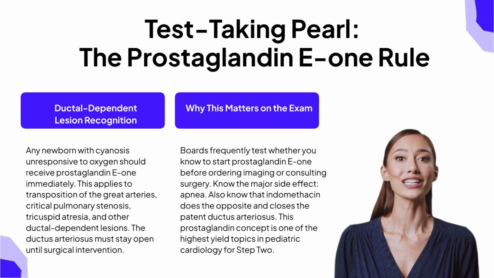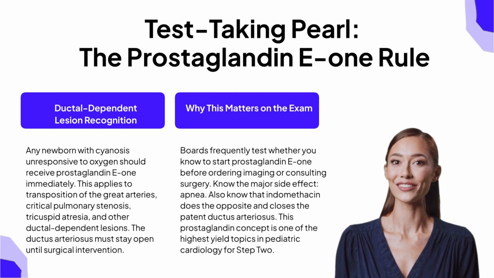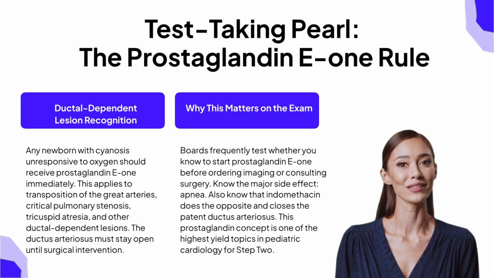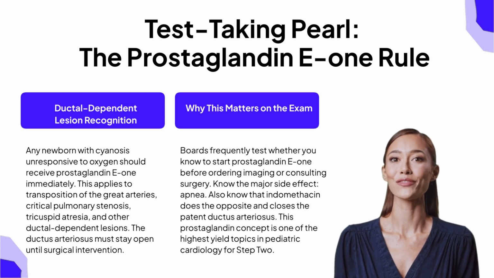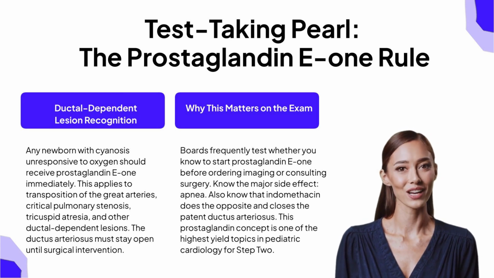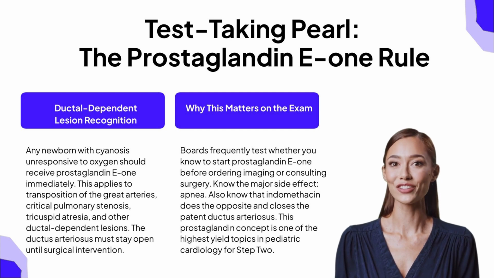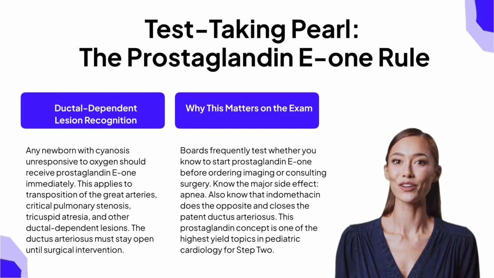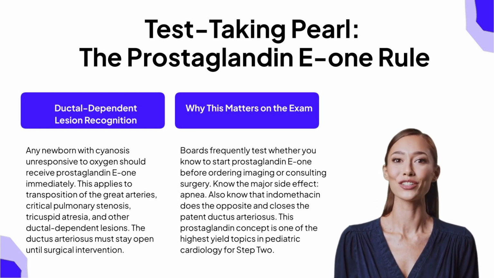Here is a critical test-taking pearl about the prostaglandin E1 rule. Any newborn with cyanosis that does not improve with supplemental oxygen should receive prostaglandin E1 immediately. This applies to transposition of the Great Arteries, critical pulmonary stenosis, tricuspid atresia, and other ductal-dependent lesions. The ductus arteriosus must stay open to allow blood mixing or pulmonary blood flow until surgical intervention is possible. The boards frequently test whether you know to start prostaglandin E1 before ordering imaging or consulting surgery. It is always the first step.